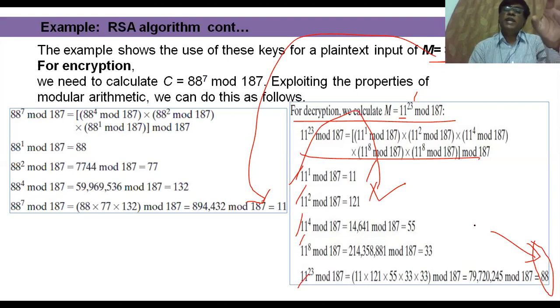At the encryption side, plain text 88 is converted into ciphertext 11. At the decryption side, the ciphertext 11 is converted into plain text 88. So this is the use of the RSA algorithm. In this RSA algorithm, brute force attacks or any other attacks are practically impossible.